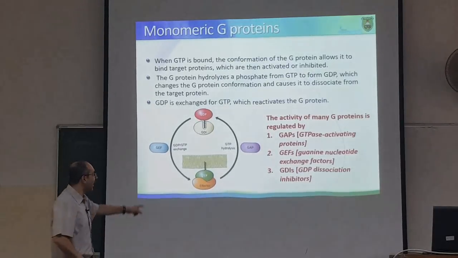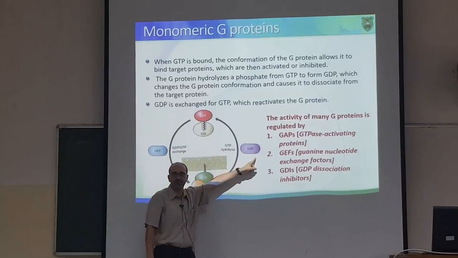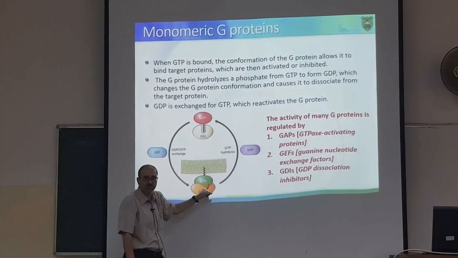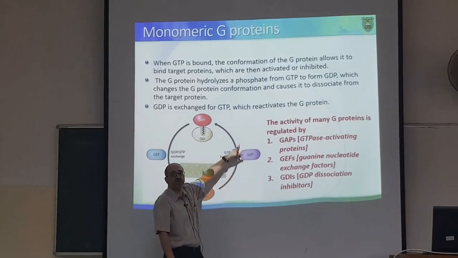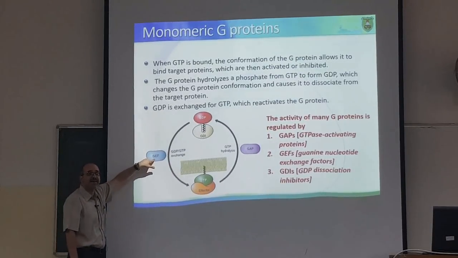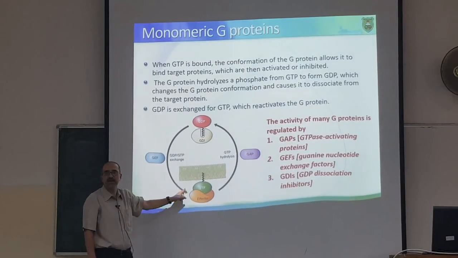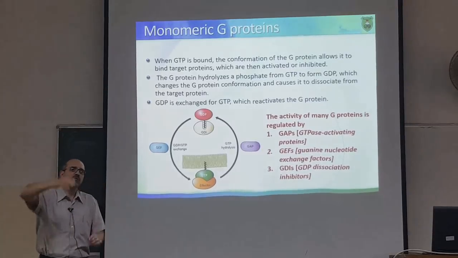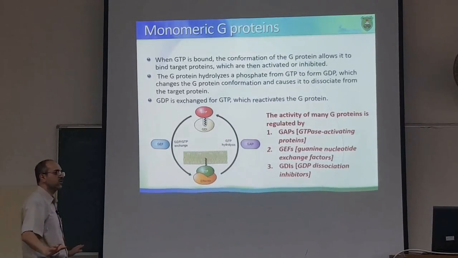Even this process, the hydrolysis and the displacement or exchange, both of them are controlled by other proteins. For example, the GAPs, which are GTPase-activating proteins. These proteins bind to the G proteins and activate the GTPase activity, so they speed up the inactivation of G proteins. Then there are guanine nucleotide exchange factors, which catalyze the removal of GDP and the placement of GTP instead. They activate these proteins. So there are different levels of regulation to make sure that everything goes smoothly inside the cell.